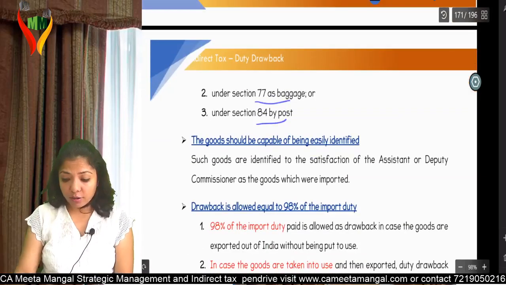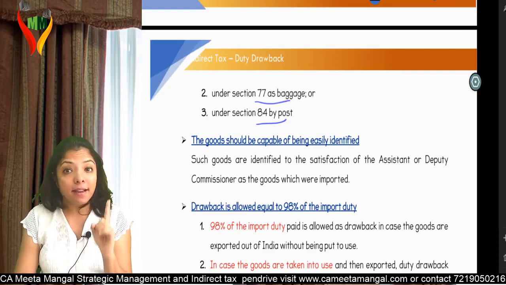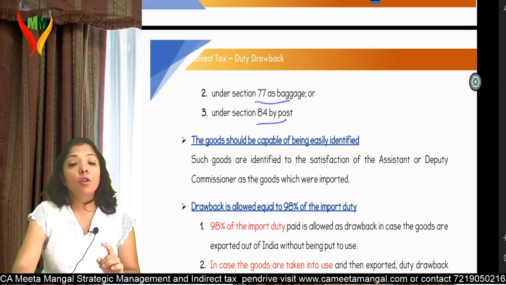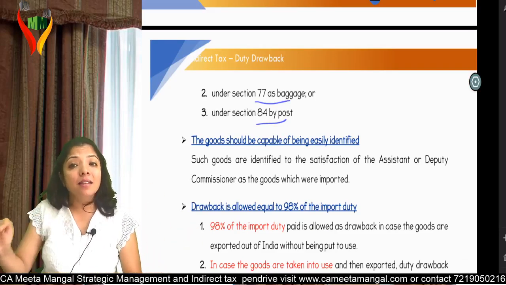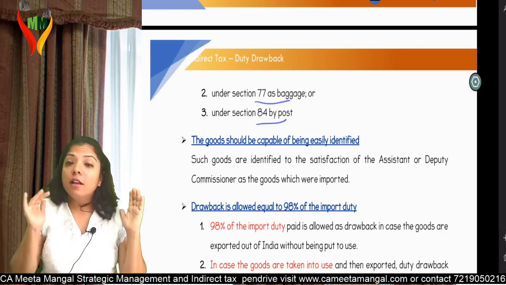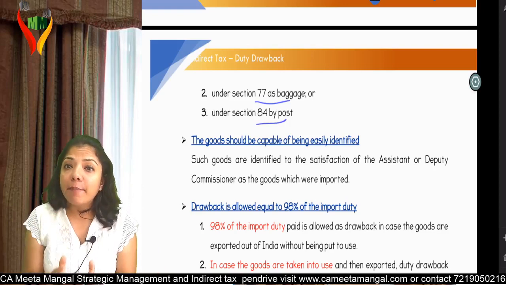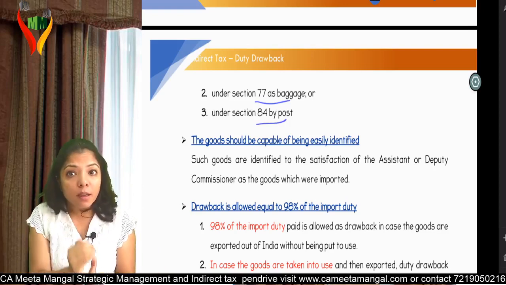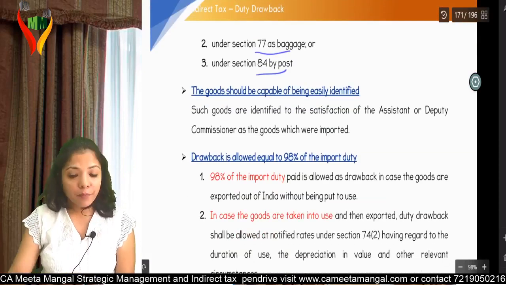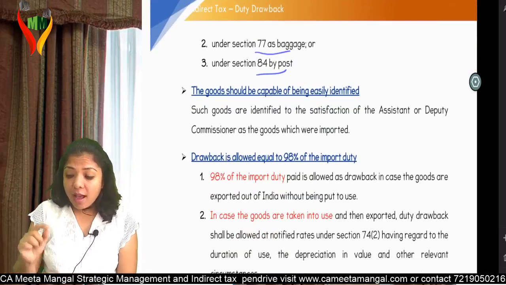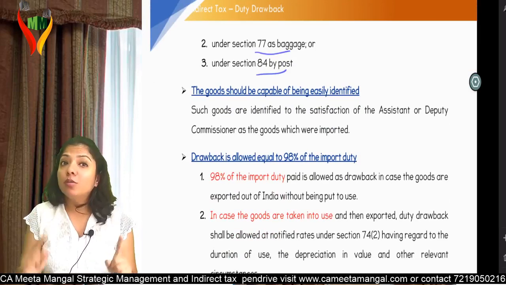Okay, next condition. The goods should be capable of being easily identified. I have already said in section 74, you will not change the form. Whatever you have imported, you have to export as it is, as such. That means the form should not be changed. As a proper officer, I should be easily able to identify what was imported, and that the same thing is getting exported. Am I clear?